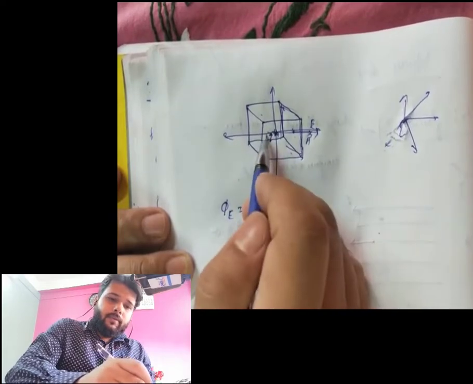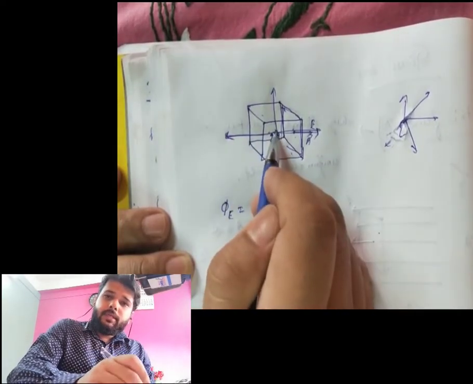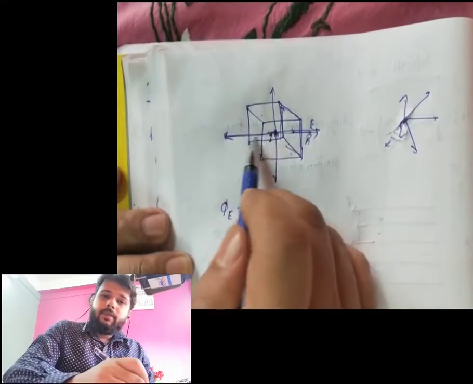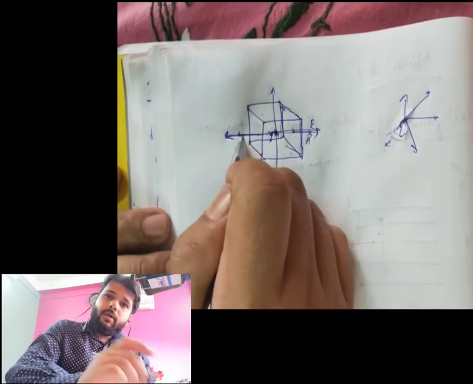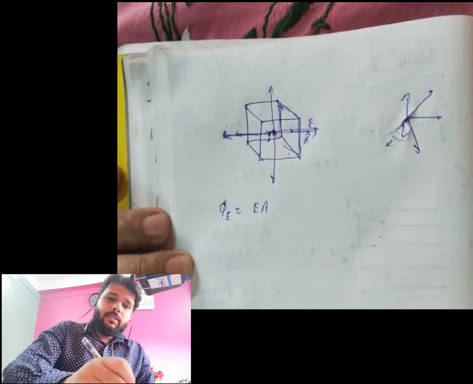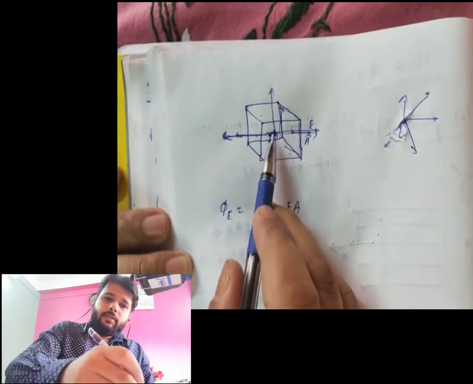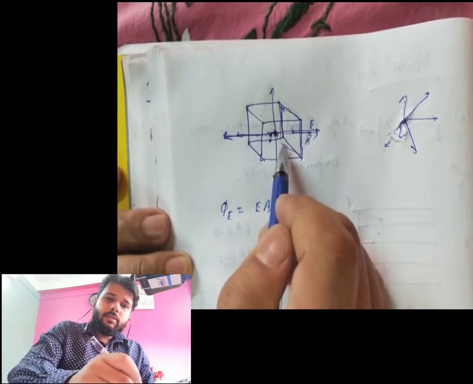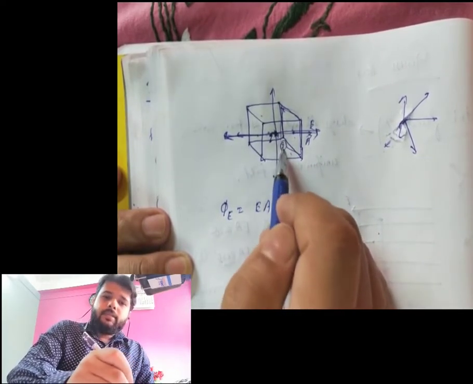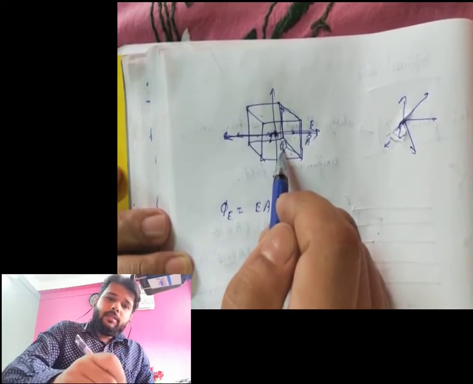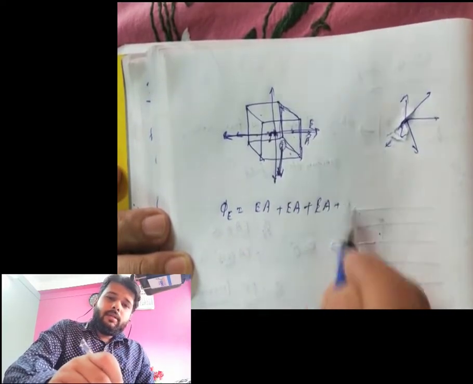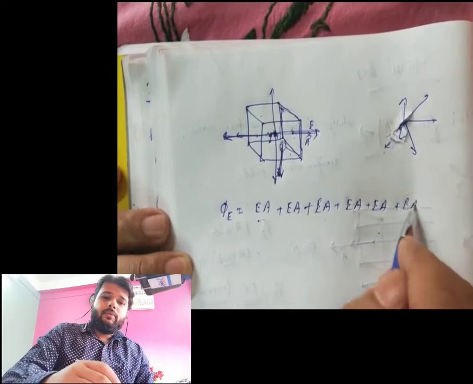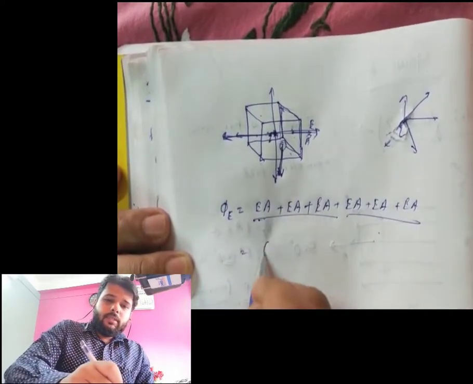Now here the electric field is moving in this direction, because from this charge q the electric field will move out in all directions. So the electric field is moving here, and the area vector is also in this direction. Cos 0 degree is 1, so again plus EA. For the third surface, the electric field is moving in this direction, as well as the area vector. So the electric flux linked with all 6 surfaces will be E into A, so it will be 6 EA.